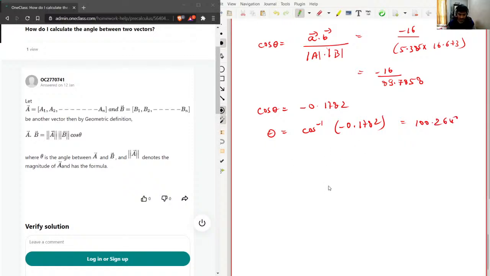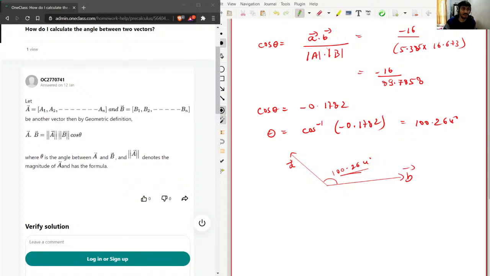So it can be something like this was one vector, let's say a vector, and this was b vector, and the angle between them was 100.264 degrees. So basically in this way we can use the formula of dot product, solve it for cosine theta, find the dot product, find the magnitudes, put them in the equation, and do the cos inverse on both sides, and you will end up with the angle between them.